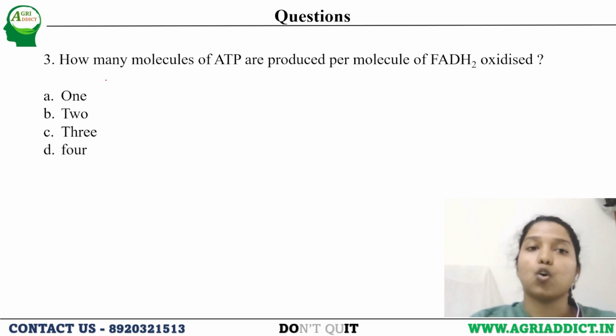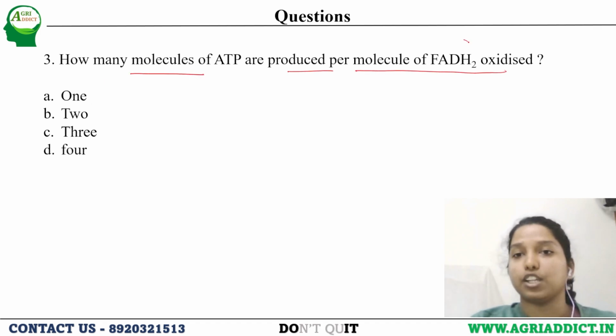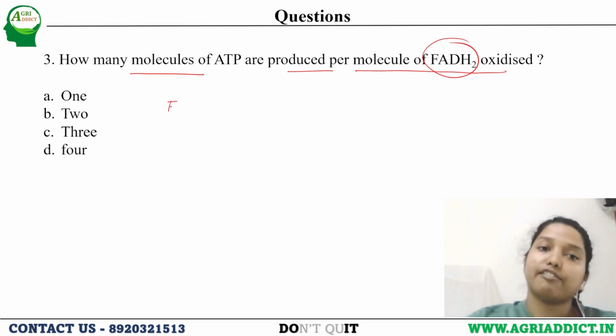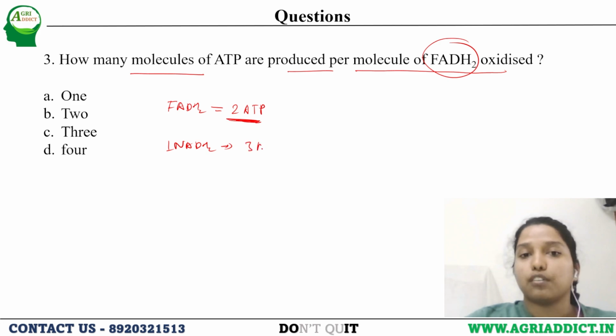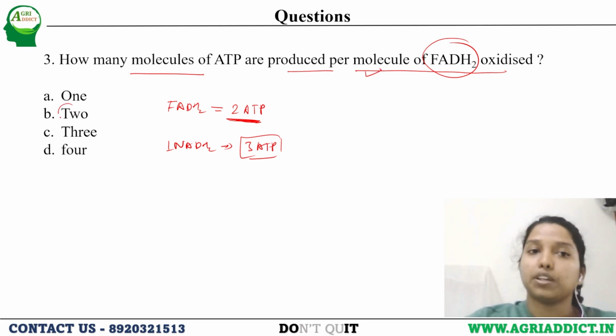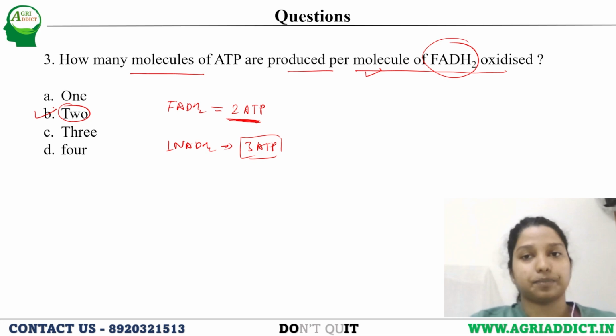Okay. Next is: how many molecules of ATP are produced per molecule of FADH2? As I told, one FADH2 will result in the formation of 2 ATP. How they will form, we will study in the next lecture. And one NADH2 will result in the formation of 3 ATP. Here we have been asked only about FADH2, so 2 ATPs are formed. So option B is correct.